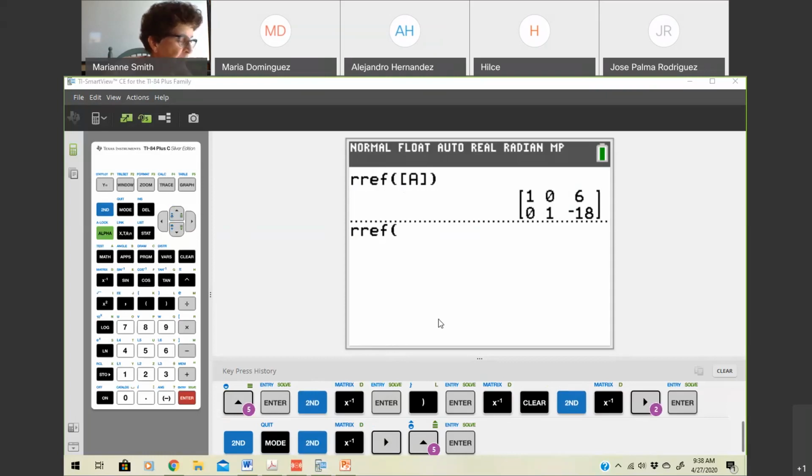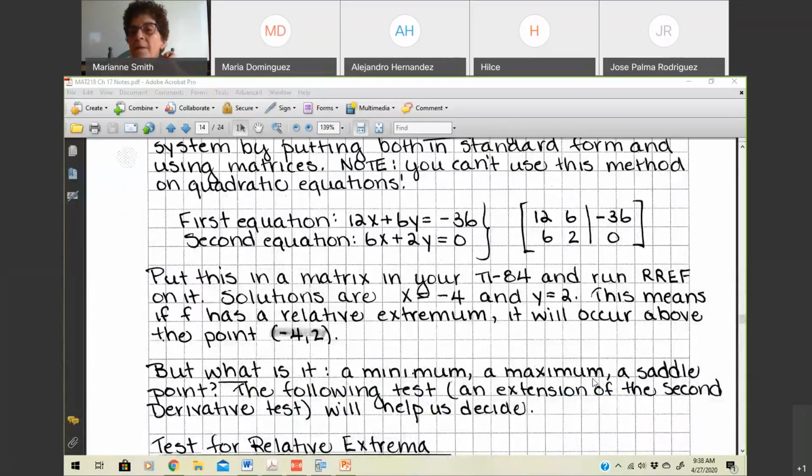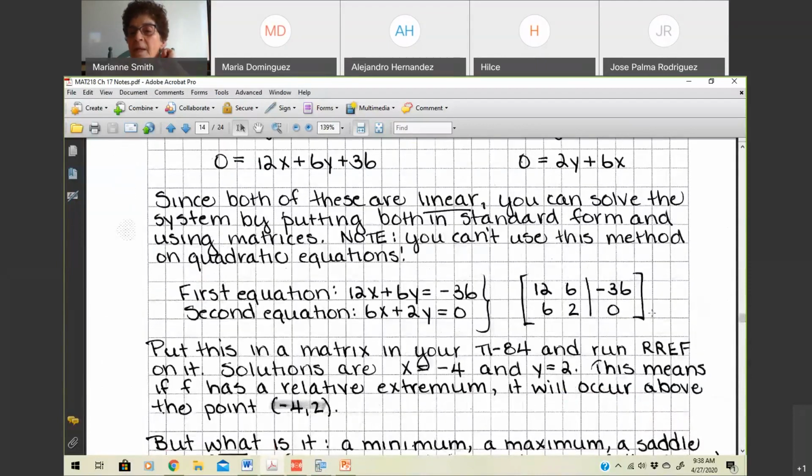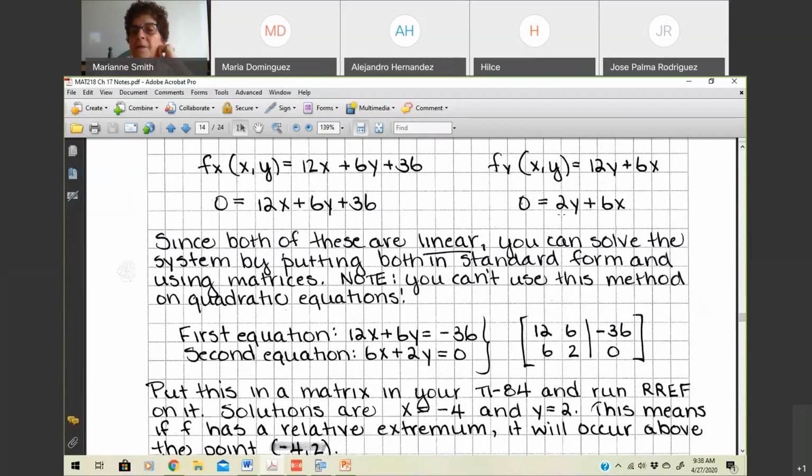Oh, I know what I did. I made a typo back in my notes. Okay, take a look. Back up, my bad. When I rewrote my notes, I lost a 1. Let me show you right here. So this should be a 12.